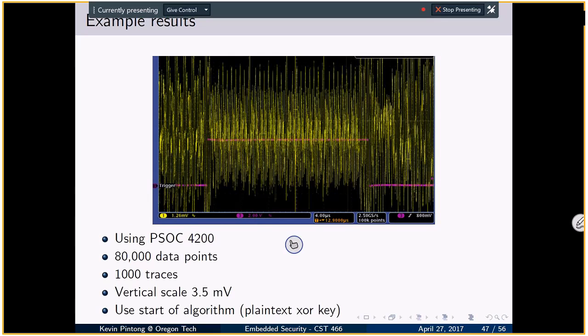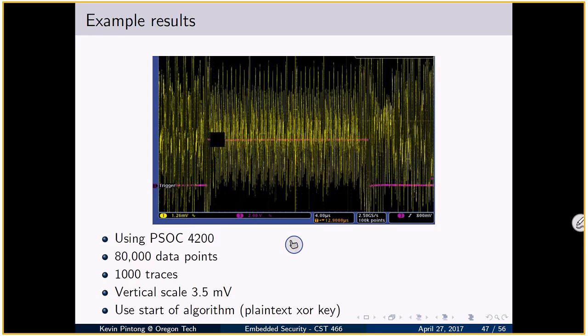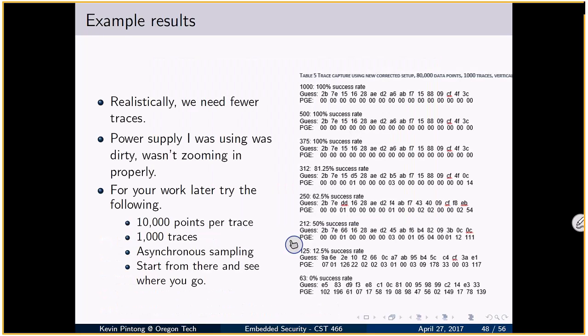So this is using the PSOC 4200, the Cypress device. We have 80,000 data points, 1,000 traces, vertical scale 3.5 millivolts, and we're using the start of the algorithm, the plaintext XOR the key. You see this purple signal going high as a trigger to tell us when to capture the signal, or where the signal of interest lives. Realistically speaking, we need fewer traces. The power supply I was using was kind of dirty. Also, I wasn't zooming in properly.